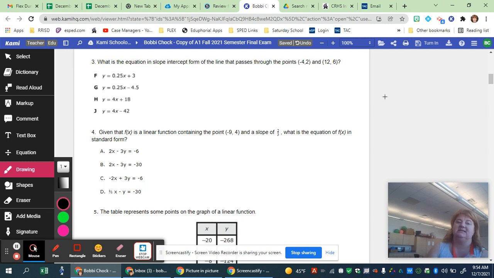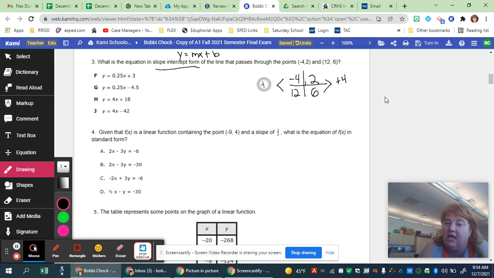Okay. What is the equation in slope-intercept form? Slope-intercept means it's going to be y equals mx plus b of a line that passes through these 2 points. Now, we've always said make a table. -4 and 2, and 12 and 6. What's my change here? I went +4. What's my change here? I went +12, 13, 14, 15, 16, +16.